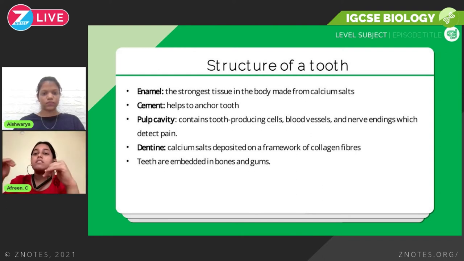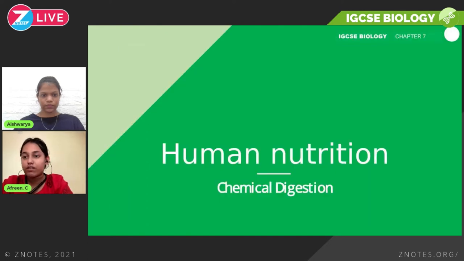And then there's the cement. The cement basically helps to anchor the tooth to the gums. Teeth are embedded in bones and gums. Once again, this is a statement you need to be able to make. Teeth are embedded in bones and gums. That's the structure. So that was physical digestion.